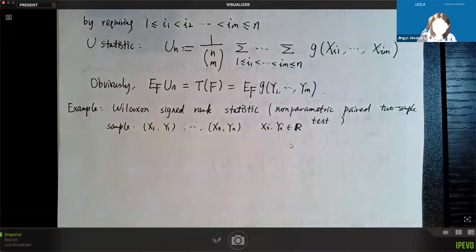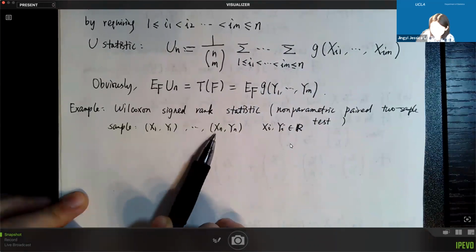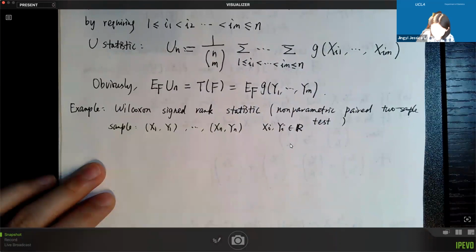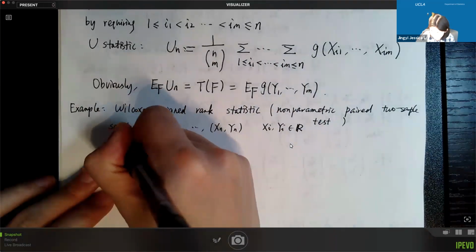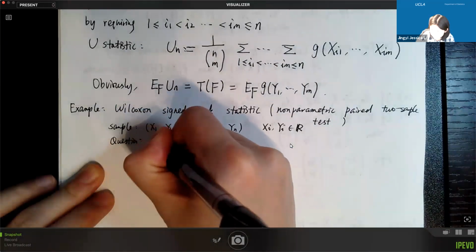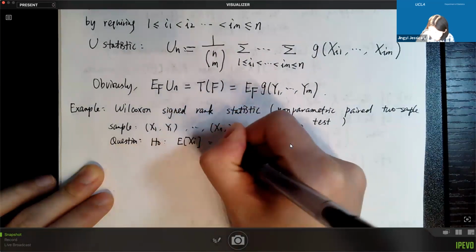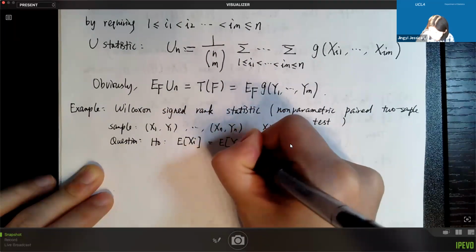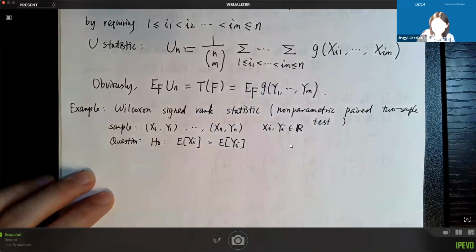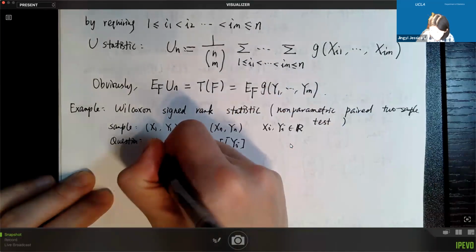Okay. And here we define, because we're interested in whether the expectation of xi is equal to the expectation of yi. That's the question we'll try to answer, which we write as the null hypothesis: the expectation of xi is equal to the expectation of yi.